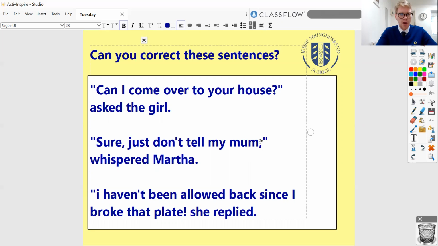And our third and final one, well, first and foremost, I can see that we've got there our capital letter missing. "I haven't been allowed back since I broke that plate," she replied. It's pretty good, isn't it? It's nearly there. There's one thing missing. What is it? It's the other inverted comma. Whenever we've got inverted commas at the start of a sentence, we also need some elsewhere to finish off that quote. In this case, it's there.